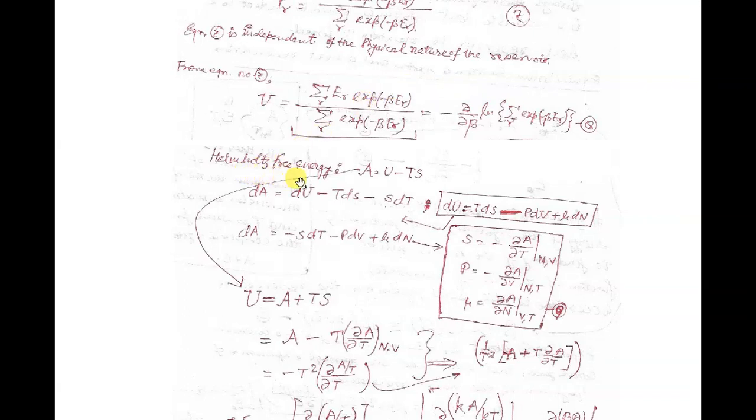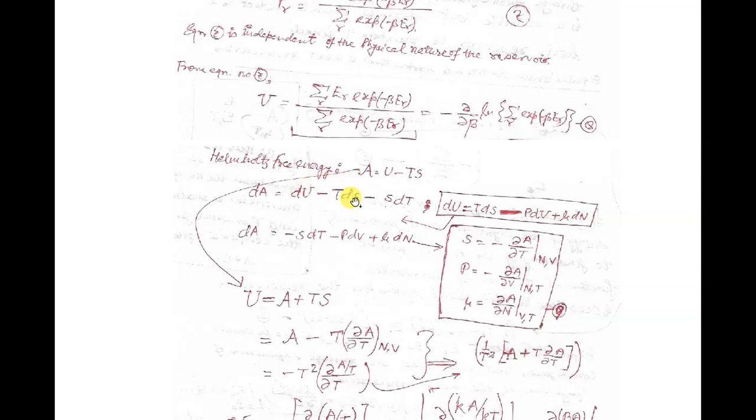So you are familiar with this relation that the Helmholtz free energy is equal to U minus TS. From there you have dA, that is dU minus TdS minus SdT. We know that dU is TdS minus PdV plus mu dN. So from there we can substitute the value of dU minus TdS. So from here dU minus TdS is nothing but minus PdV plus mu dN.